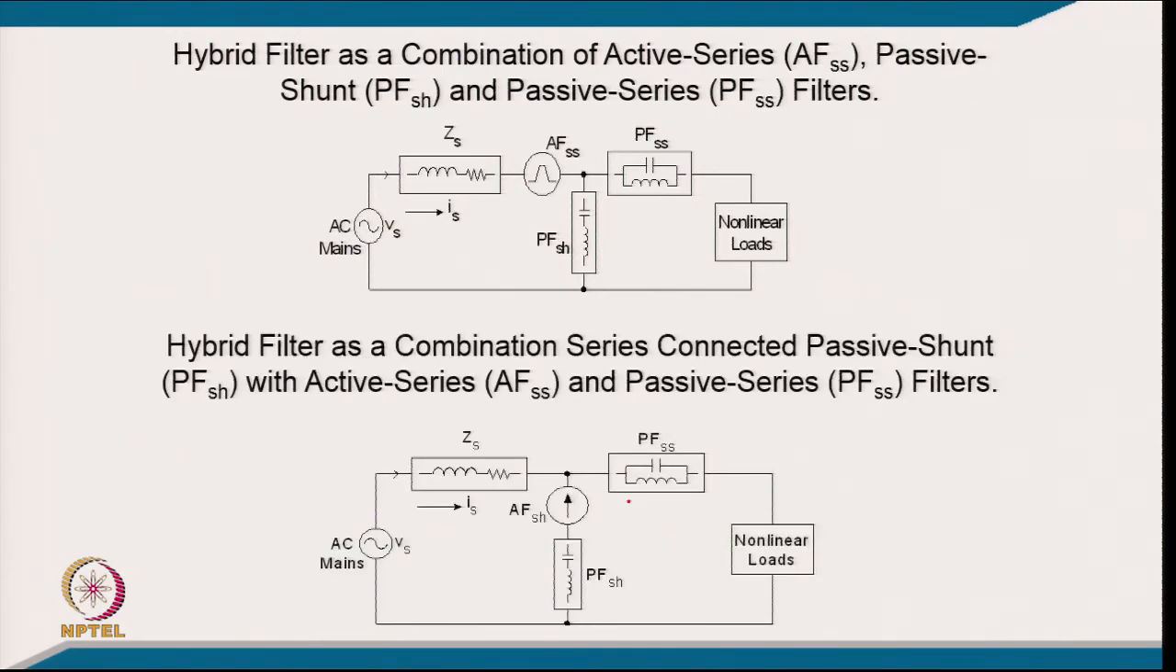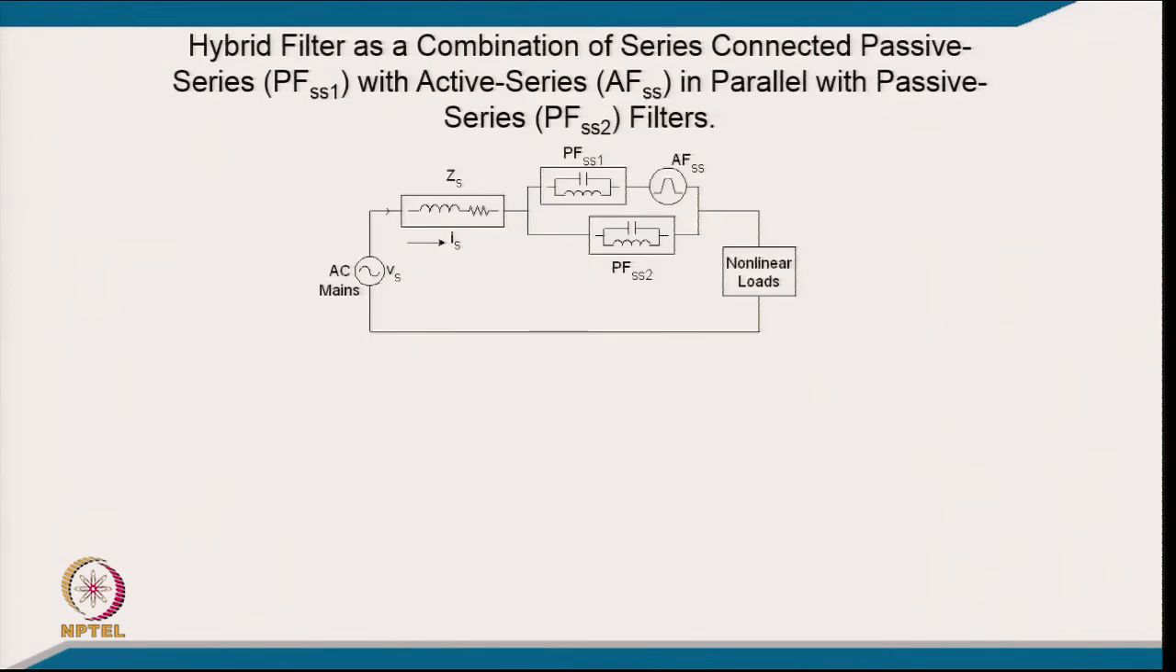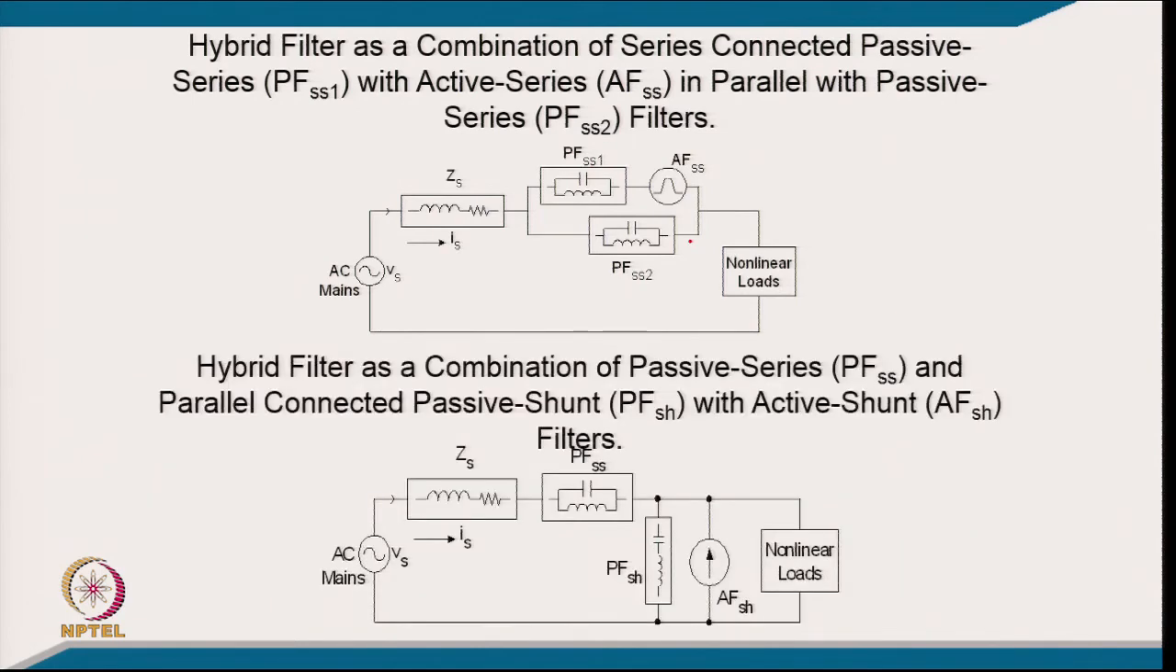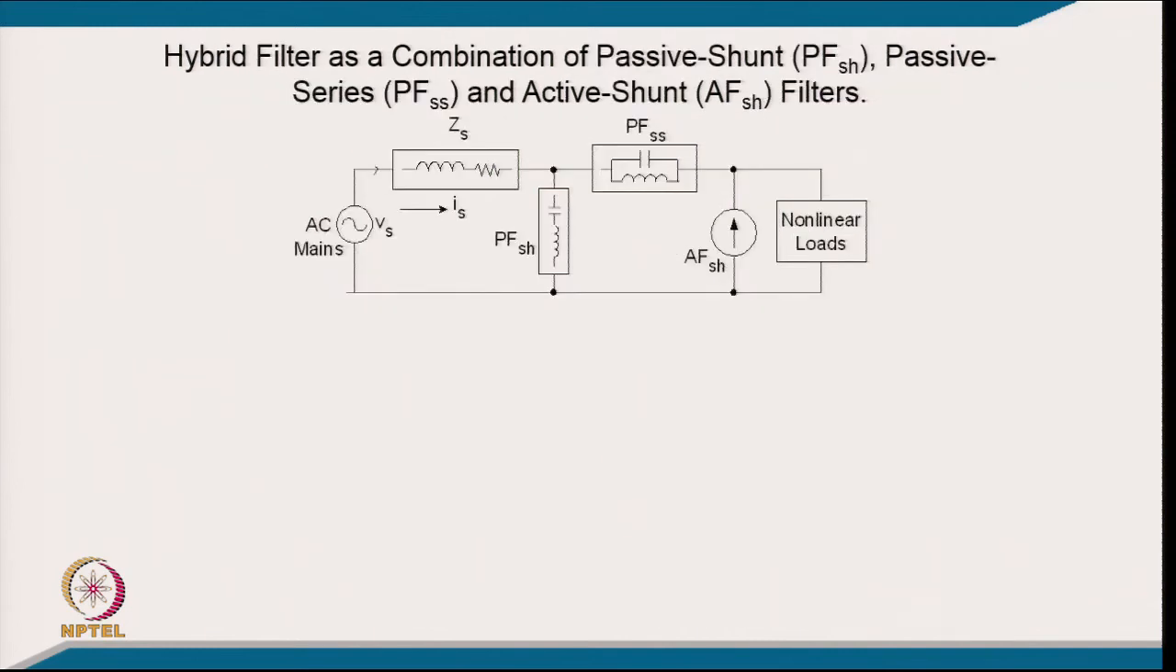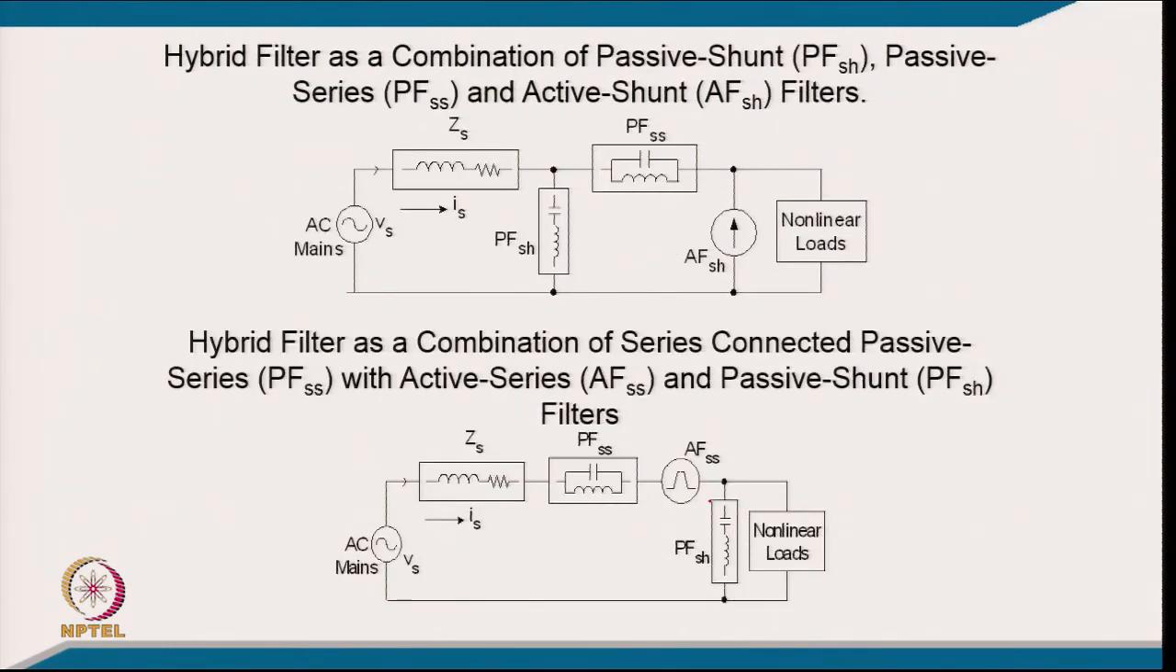So, you can have a series passive filter with the voltage fed kind of load, and a small active filter in series with the passive to reduce the rating of the active part. Or you can have this kind of network with the passive and active in series, and another passive in parallel. Or you can have a passive shunt, an active shunt, and then a series, then active and then two passive. Or you have a small active here and a passive here as well as this passive, so that you can further reduce the rating of this.